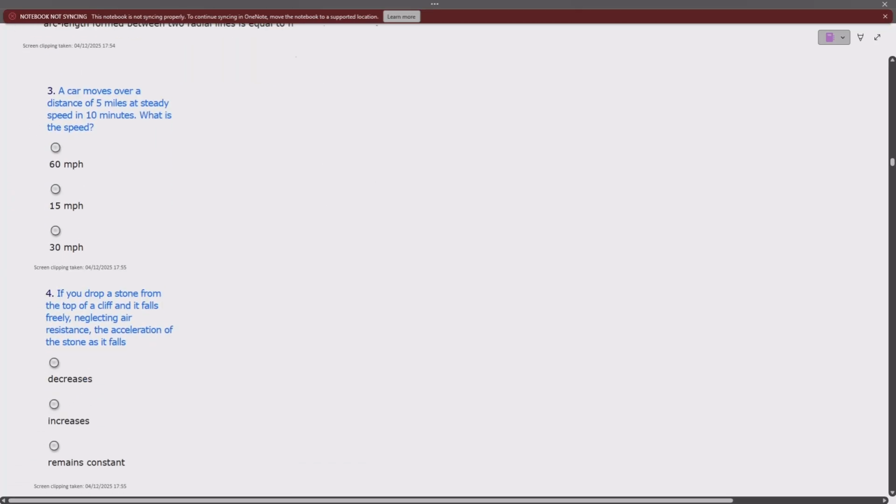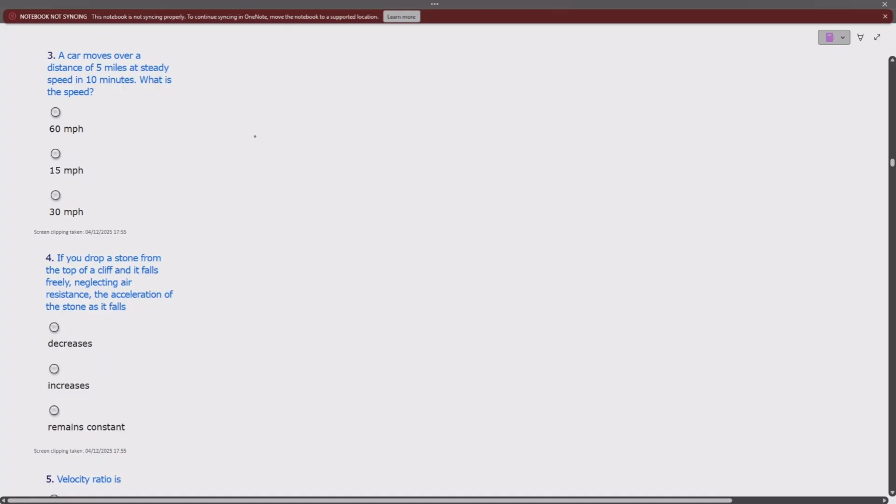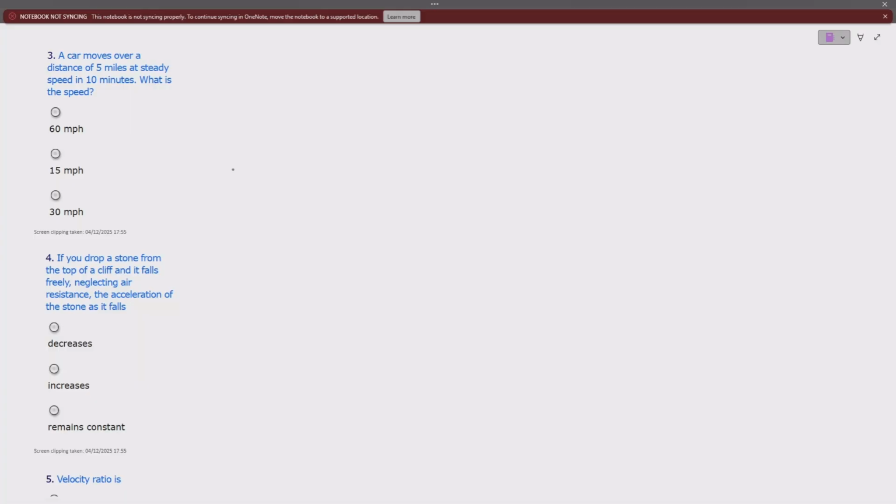Number 3. A car moves over a distance of 5 miles at a steady speed in 10 minutes. What is the speed? So it gave you the distance: distance equals 5 miles. Time t equals 10 minutes. But the answer is given in miles per hour, so you have to convert the 10 minutes into hours, which equals 10 divided by 60. That will give you an hour.